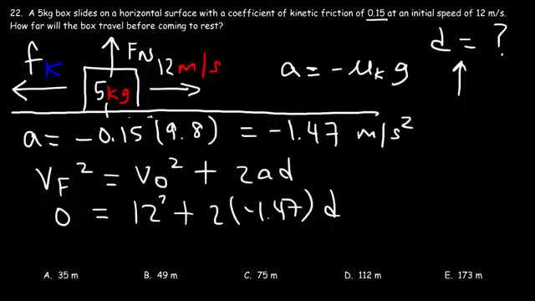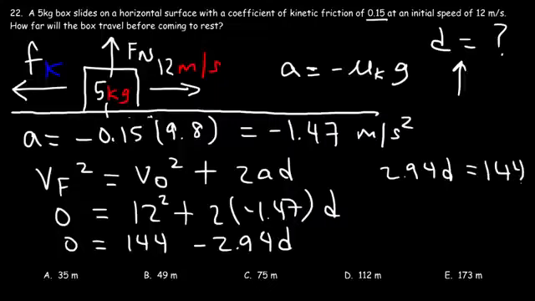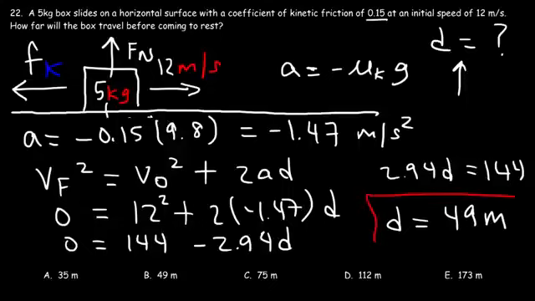And let's not forget to square this number. So 12 squared is 144. And 2 times negative 1.47, that's negative 2.94 times D. So let's move this term to the left side so it becomes positive. So we have positive 2.94D is equal to 144. So 144 divided by 2.94, that will give us the displacement, which is 49 meters. So that's how far the box will travel before coming to rest. So B is the right answer.